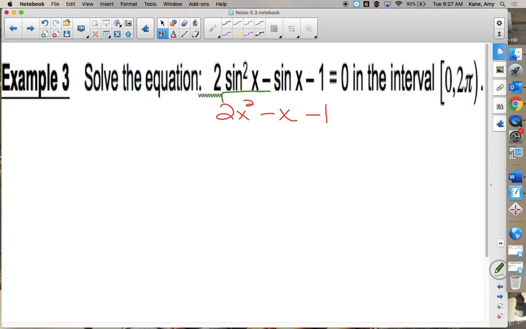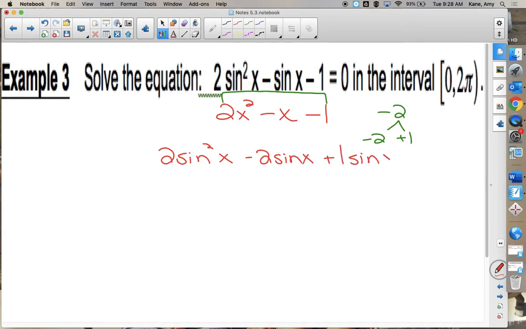AC grouping. So a times c is negative 2. Two numbers that multiply to be negative 2 but combine to be negative 1. Negative 2, 1. So instead of using x when we factor, we're using the sine along with it. So we have 2 sine squared x using AC grouping. And then a negative 2 sine x, a positive 1 sine x, and then a minus 1. If you don't want to write the sine x, that's fine. Feel free to factor it with the algebra and put the sine back in your factored form.